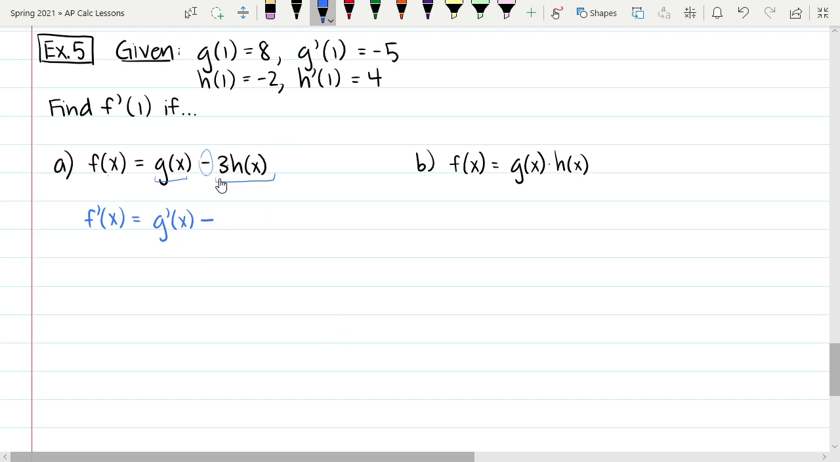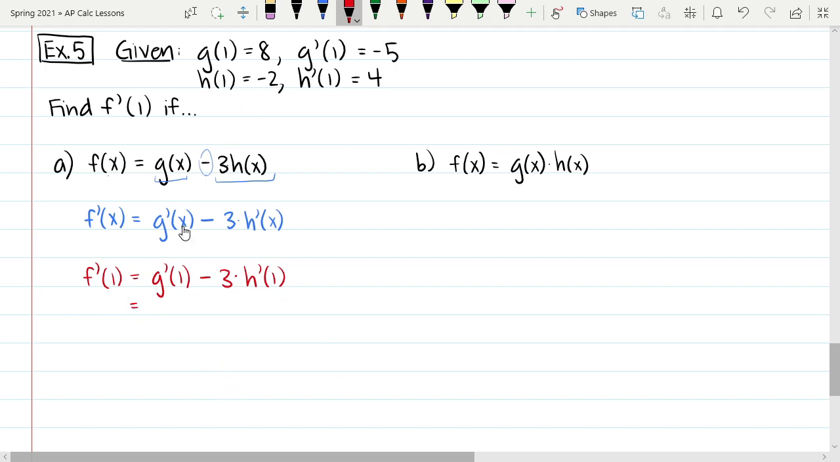Now that is a constant times a function. And another basic derivative rule that you saw is that the derivative of a constant times a function is the constant times the derivative of the function. So this is what f prime of x turns out to be in terms of g of x and h of x, or more specifically in terms of g prime of x and h prime of x. So now I can find f prime of 1, so that's going to be g prime of 1 minus 3 times h prime of 1.